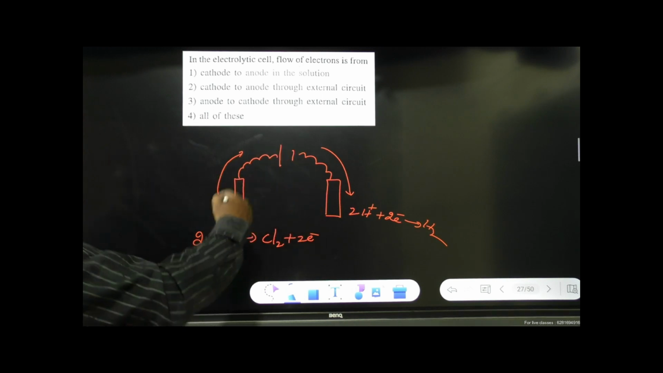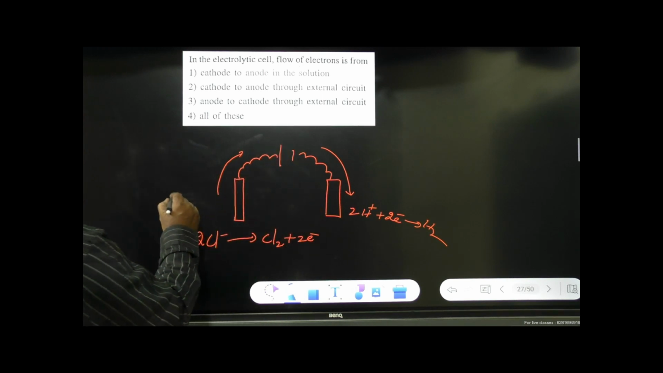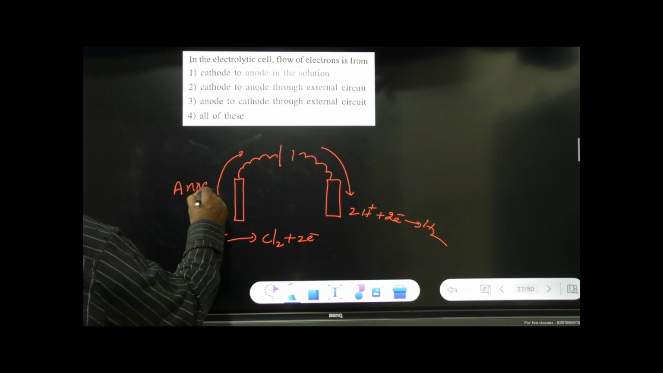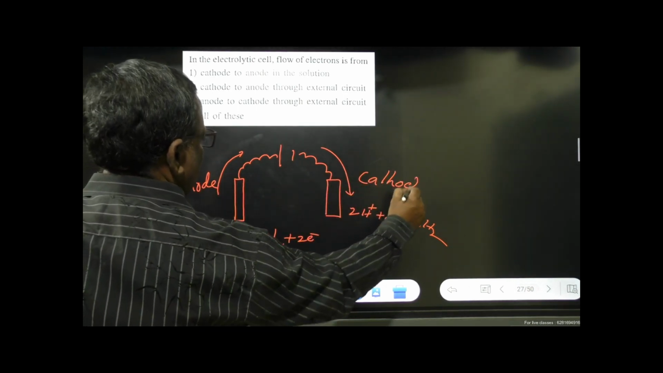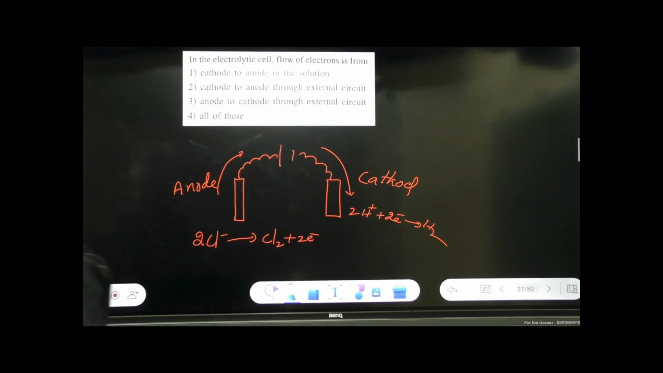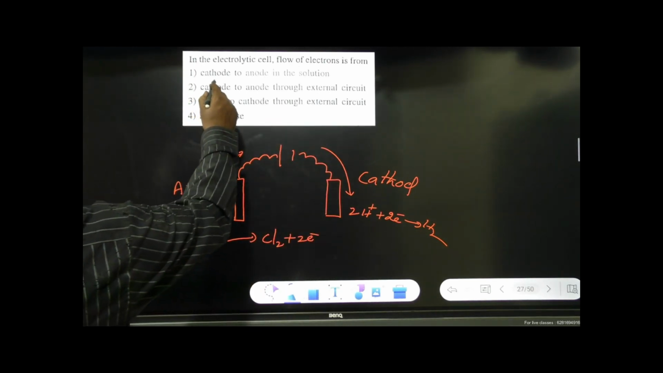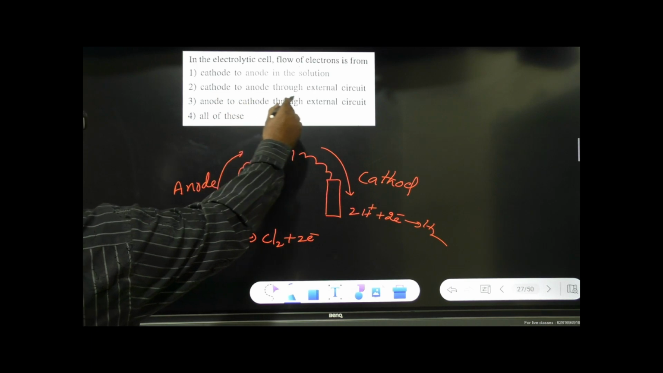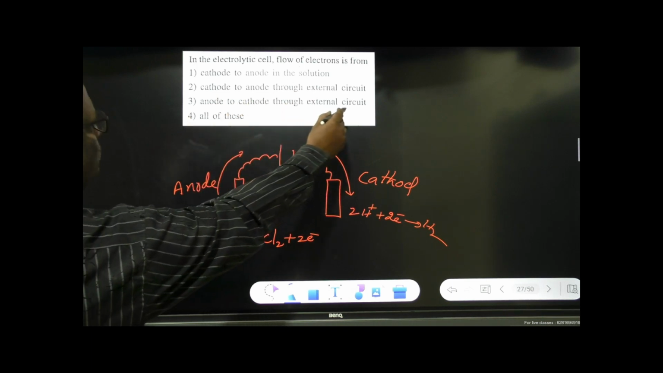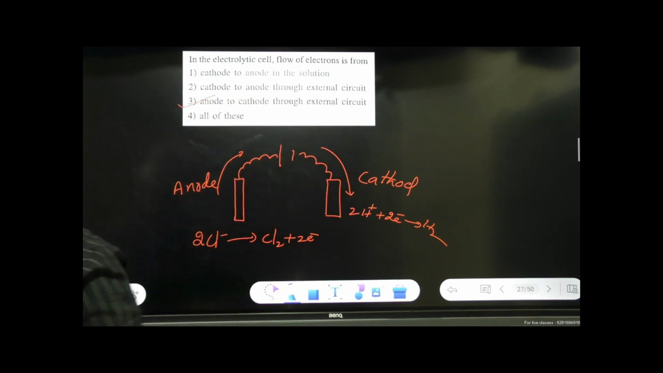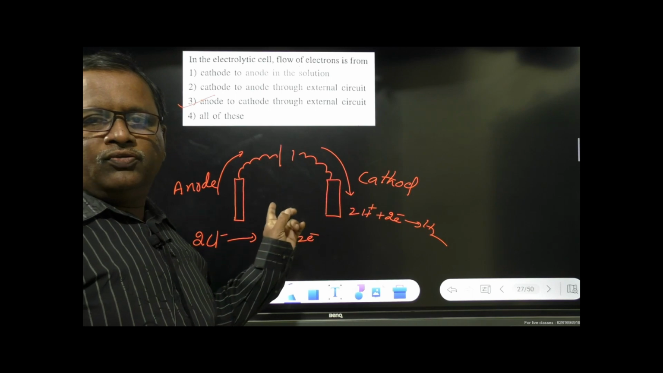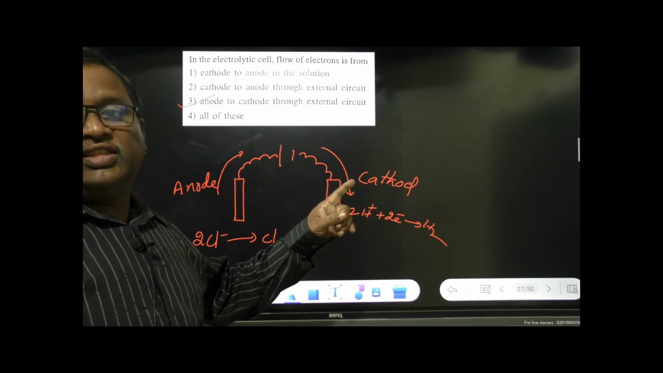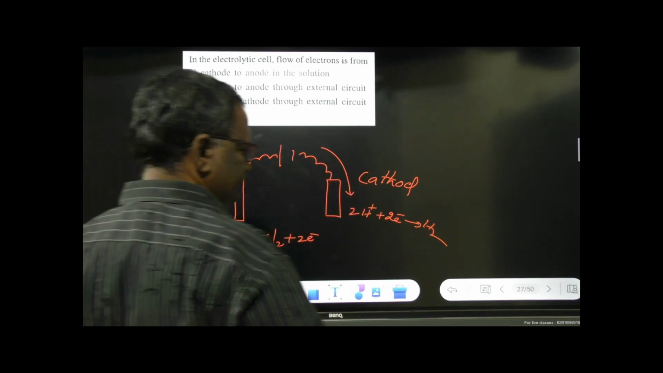So electrons will move from anode to cathode through the external circuit. So this is correct. Through the external circuit, remember, it is not within the solution. Electrons will move from anode to cathode in the external circuit.